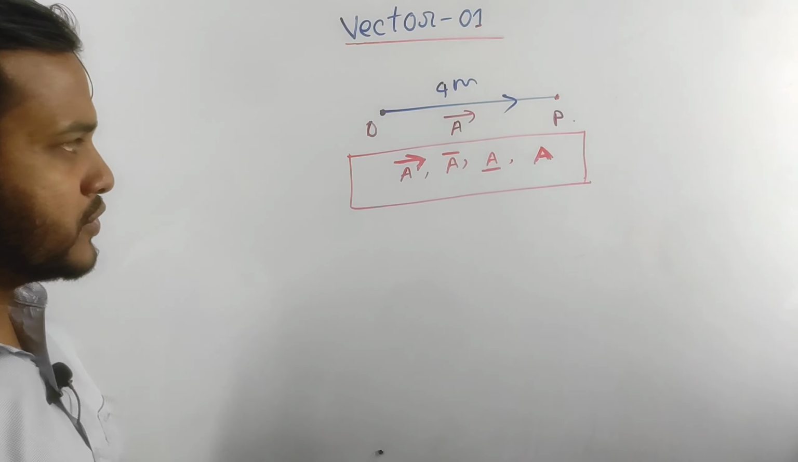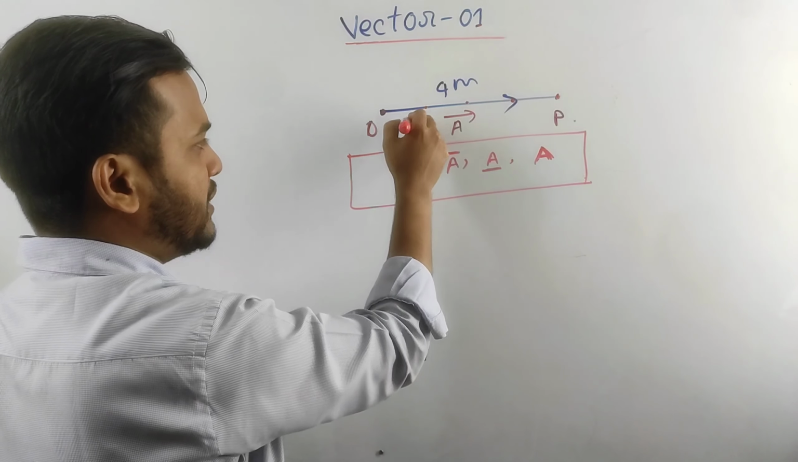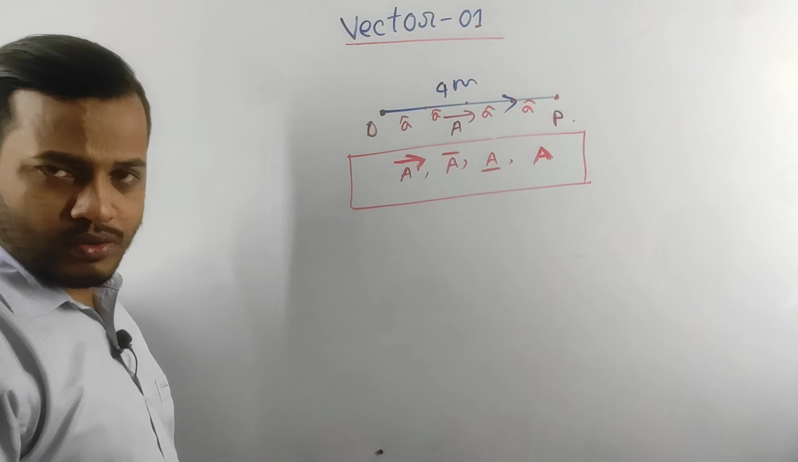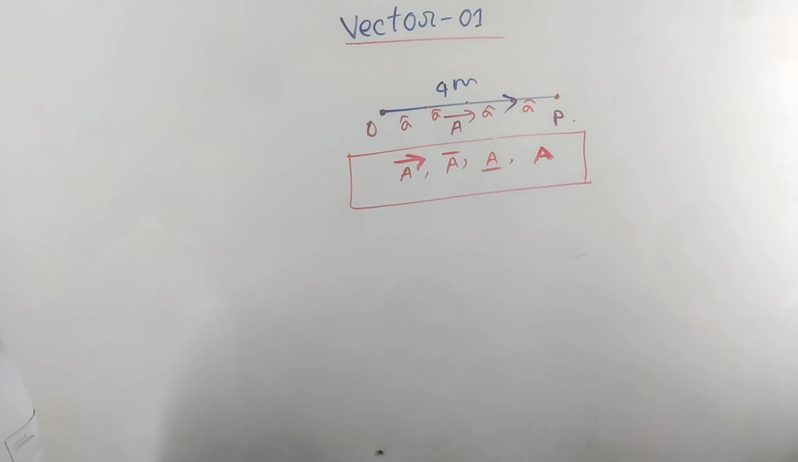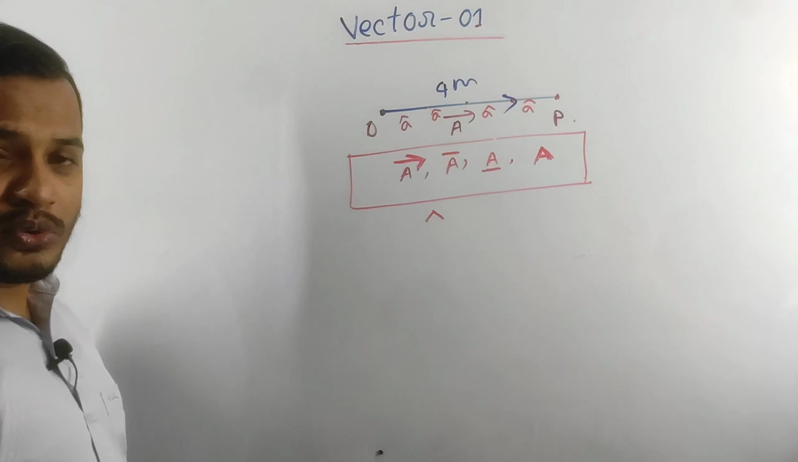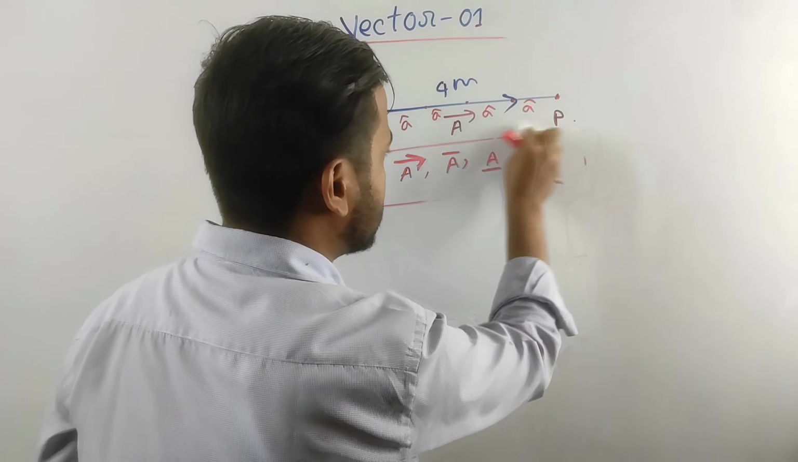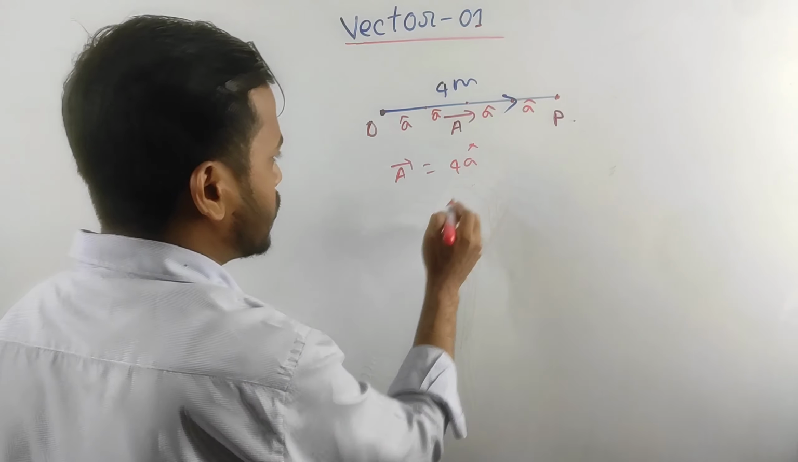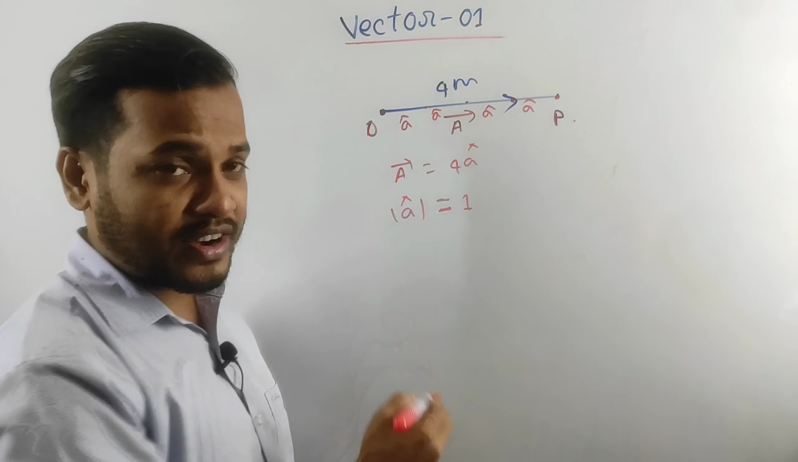But if you say this is 4 meter and you are dividing this vector into 4 portions, then every part is a cap. So this is called a unit vector. The vector whose magnitude is just 1 is a unit vector. So when you use this symbol, it is used for a unit vector. Now suppose this is the vector, so you can say a vector is equal to 4 a cap. What is the magnitude of a cap? It equals 1, because this is a unit vector and its value is 1.